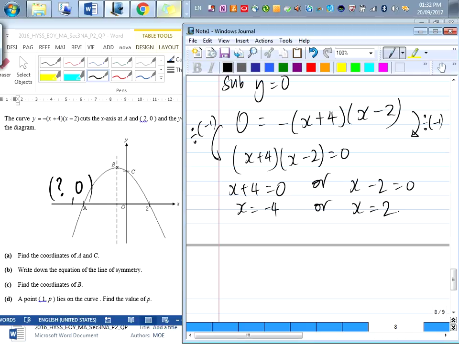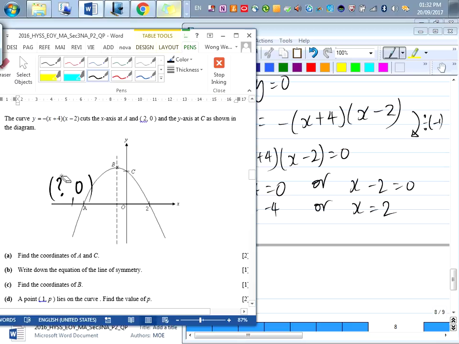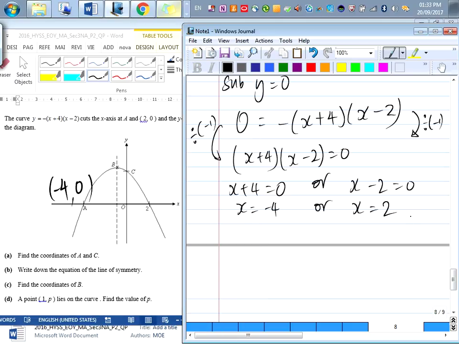Now, which one is the x coordinate of A? Obviously negative 4, because 2 is already here. This 2 over here refers to the x equals 2 here. So this question mark must be negative 4. Okay, therefore A is (-4, 0).